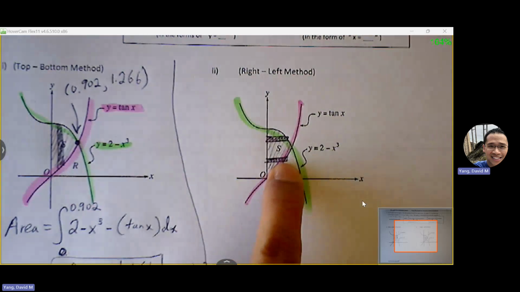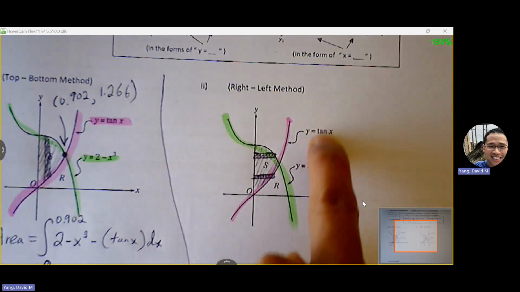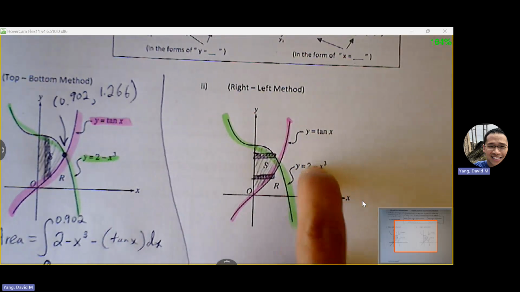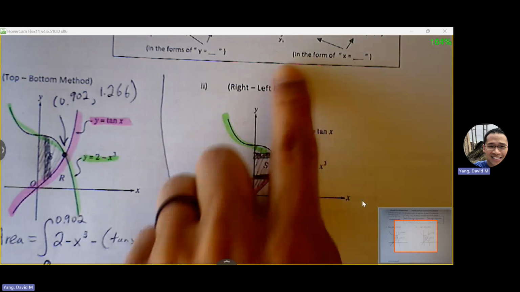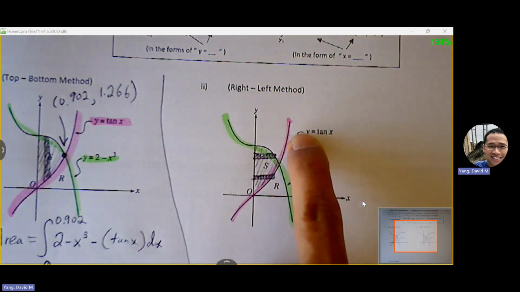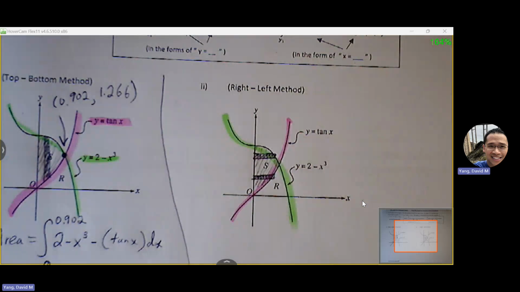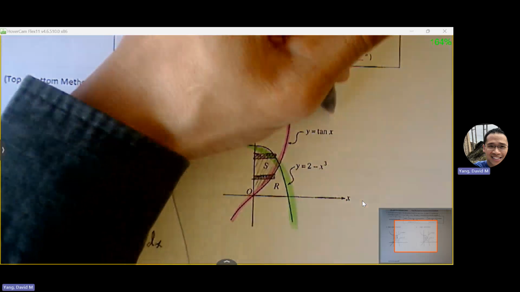Now, anytime you see a horizontal rectangle, that's an indication that your equation needs to be written in a different form. Okay, we have to solve for x. We have to get it into the form of x equals. It's not as easy as just saying, oh, x equals tangent of y. We have to algebraically move things around and solve for a different variable. So let me just show you what that would look like.